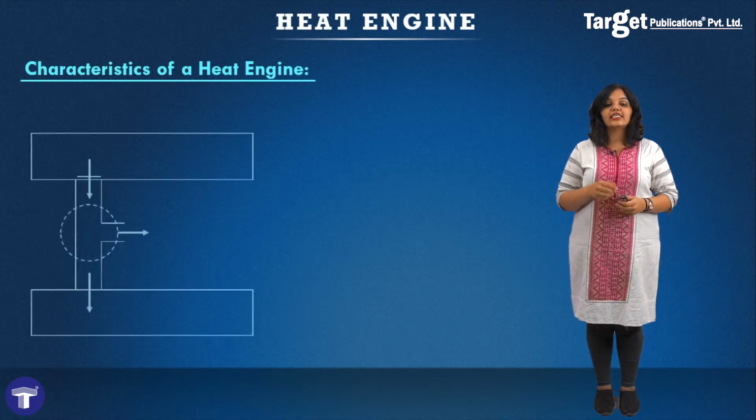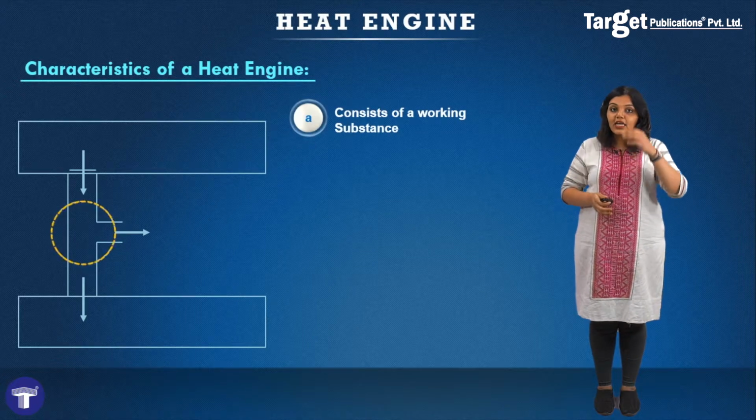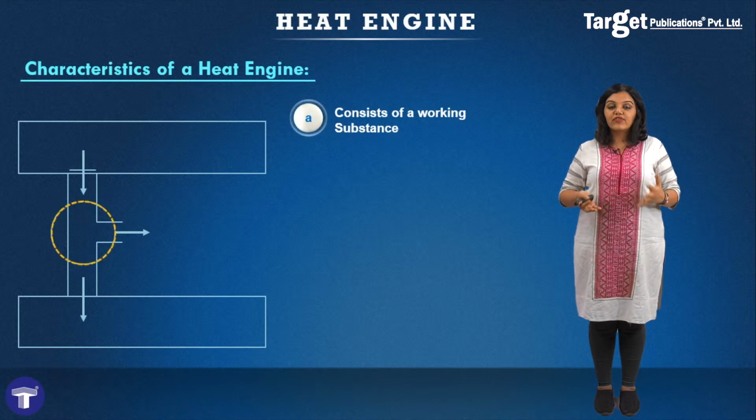Now, every heat engine has something which is known as a working substance. For example, fuel vapor and air is the working substance of a diesel engine, whereas steam is the working substance of a steam engine.